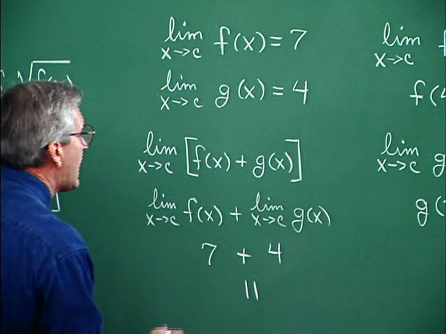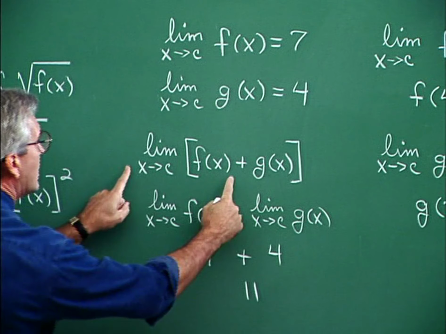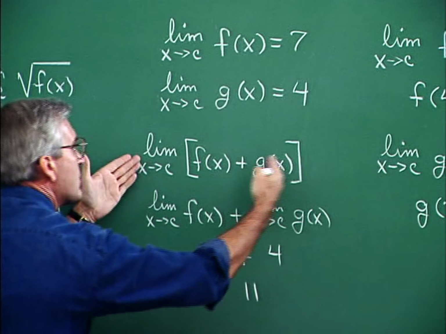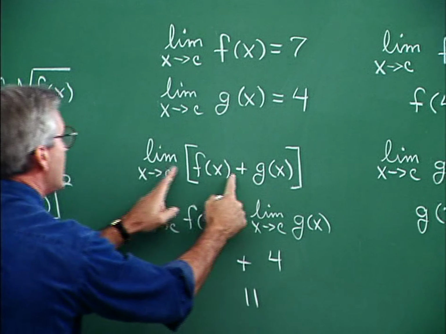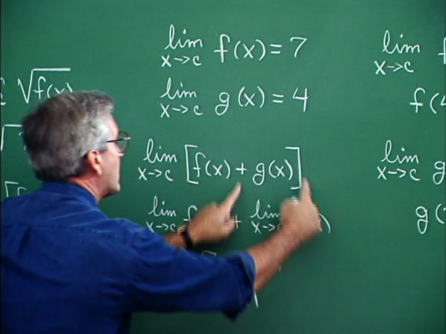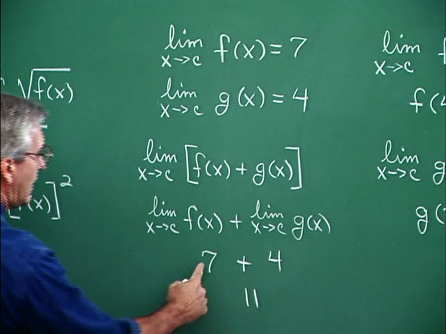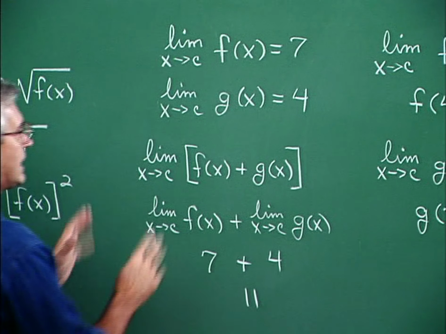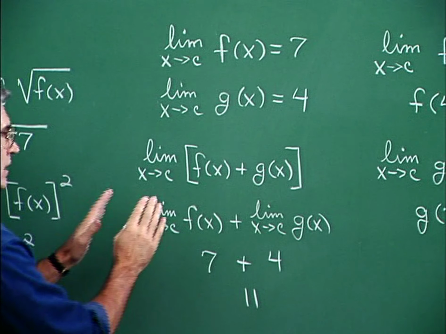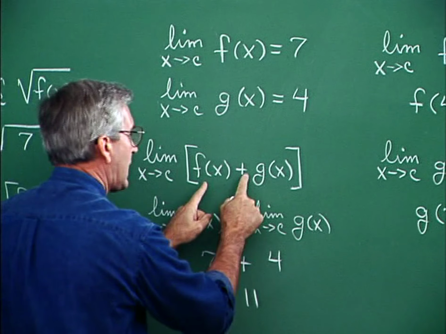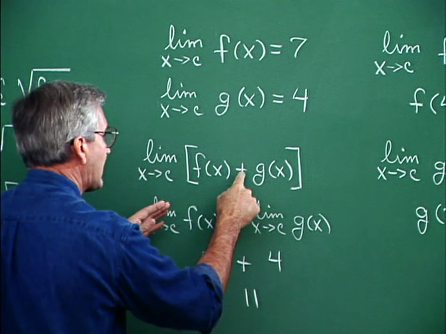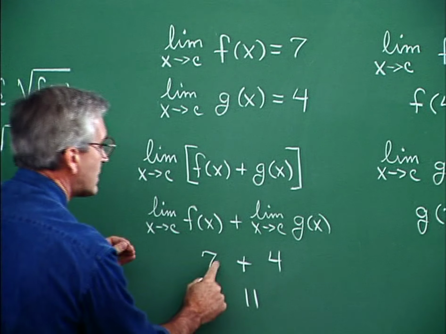Sure it is. We can kind of distribute this idea of limit through this bracket. So we'd say the limit of that function plus the limit of this function, so 7 plus 4, 11. And in a similar way, we could think of subtraction of the two functions. We could think of multiplication of the two functions. If it was f of x times g of x, it would be 7 times 4.